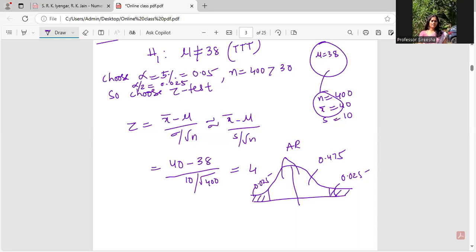It would be around 1.96. Here I'll be writing Z alpha by 2, which is nothing but 1.96. Guys, you can check from the table as well. For the negative side, again it is Z alpha by 2, but the value would be minus 1.96.